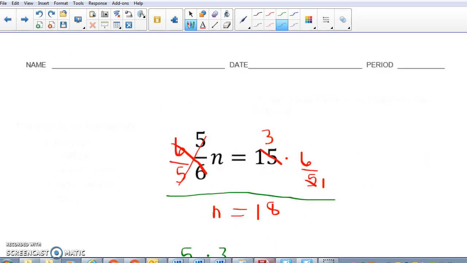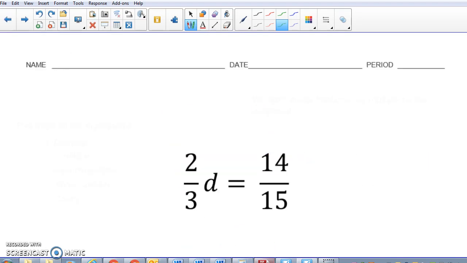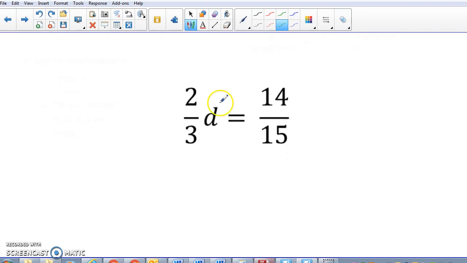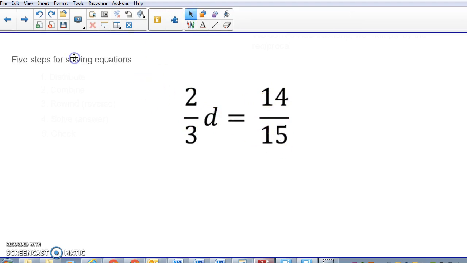Alright. I'll do one more. Here we go. 2/3 D equals 14 over 15. Step 1 for solving my equations. I distribute. There's nothing to distribute. Combine. 2/3 D, nothing to combine over here. 14 15ths, nothing to combine over here. So I'm at the rewind stage, solving for D.